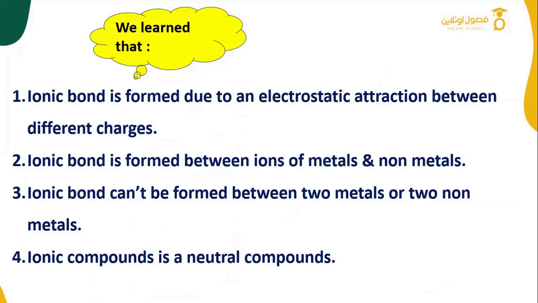So this is a simple explanation for how ionic bond is formed. Now, at the end of this lesson, we learned that ionic bond is formed due to an electrostatic attraction between different charges. Ionic bond is formed between ions of metals and non-metals. Ionic bond cannot be formed between two metals or two non-metals. Ionic compound is a neutral compound.